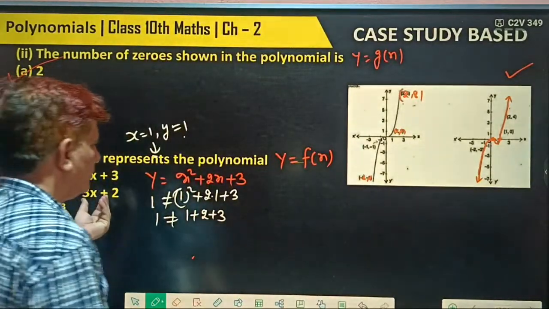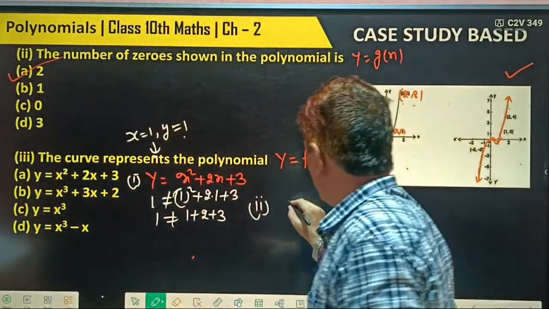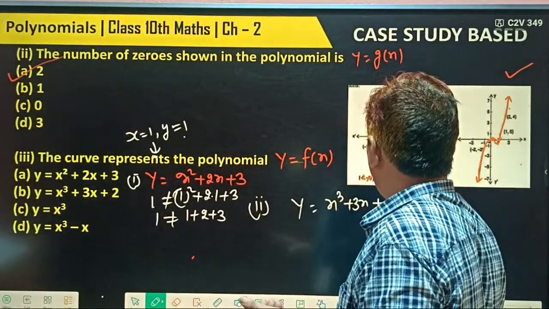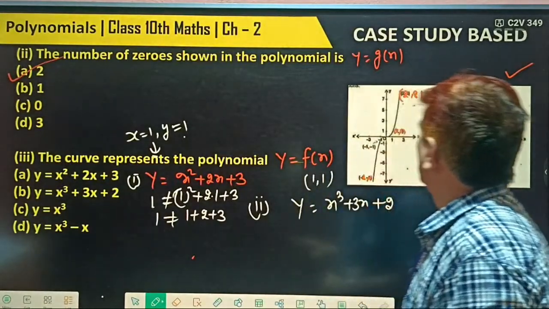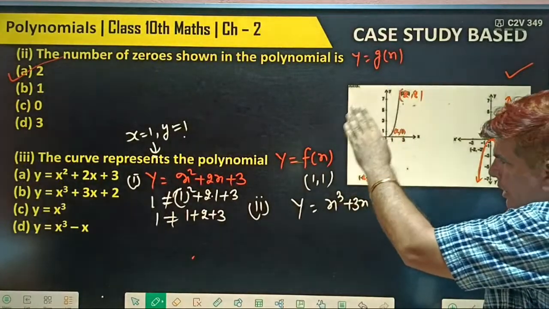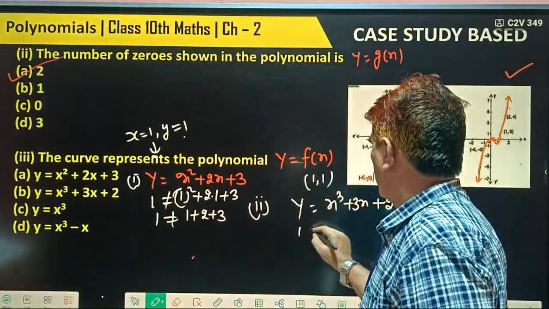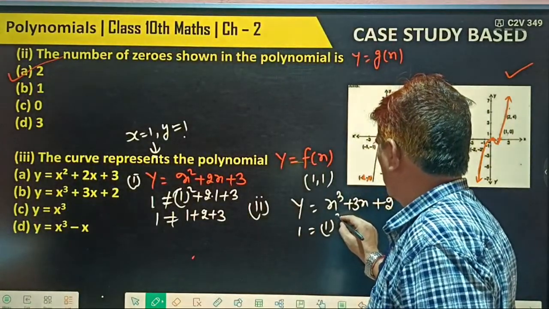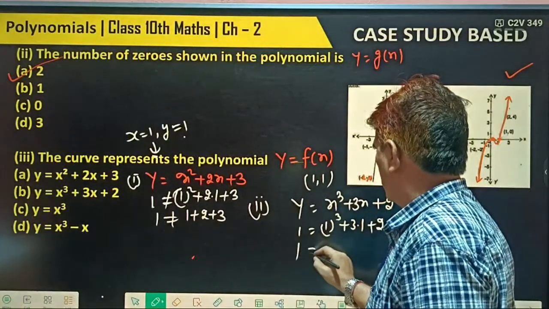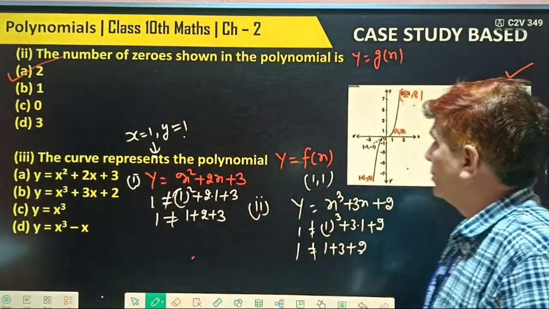Second one: y equal to x cube plus 3x plus 2. Again we have taken these coordinates. You can take (2, 8) or (-2, -8), and find out the remaining also. If they satisfy, it means it's the graph of that polynomial, otherwise not. So y equal to 1 cube plus 3 into 1 plus 2. So 1 equal to 1 plus 3 plus 2. Are they equal? No. So this also is not.